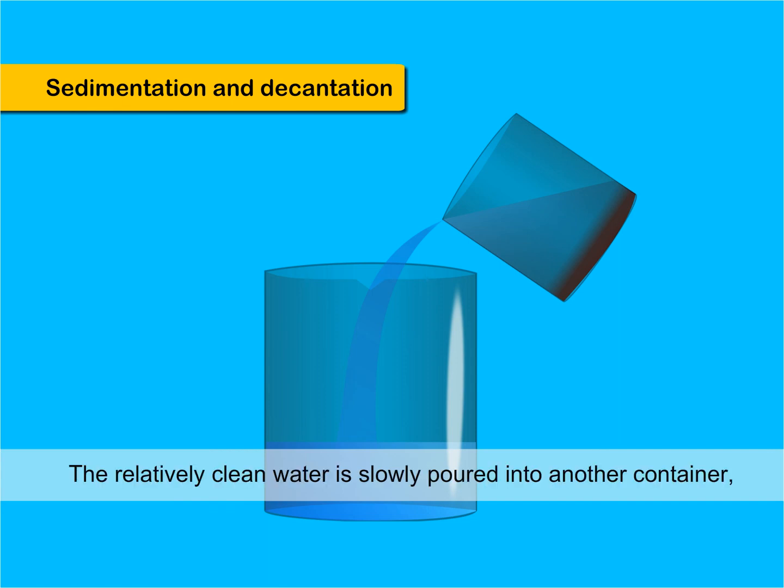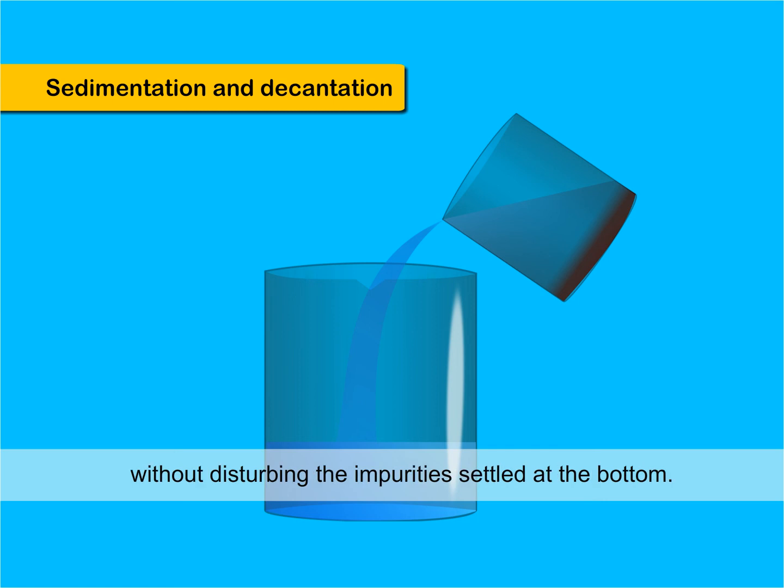Decantation. The relatively clean water is slowly poured into another container without disturbing the impurities settled at the bottom. This process is called decantation. The water after decantation may still have impurities.